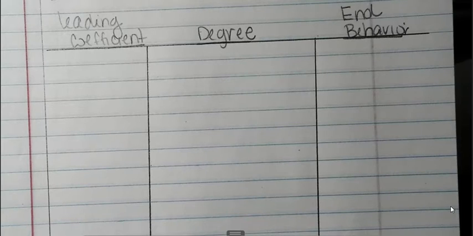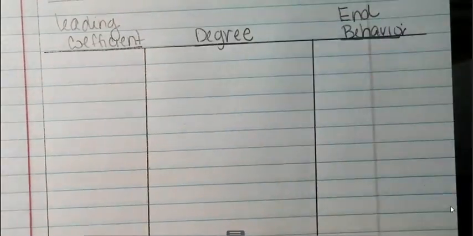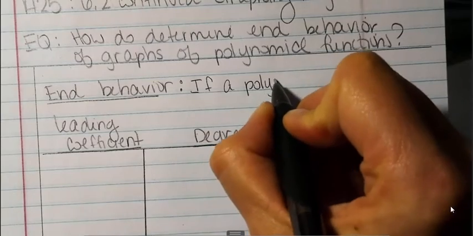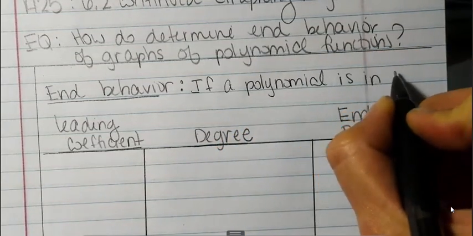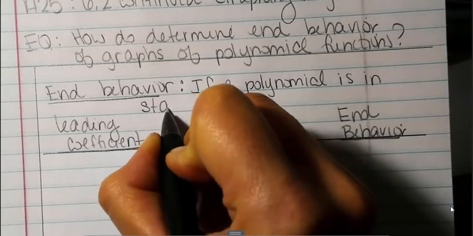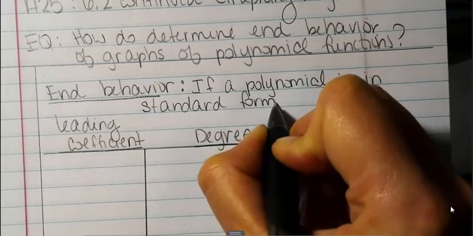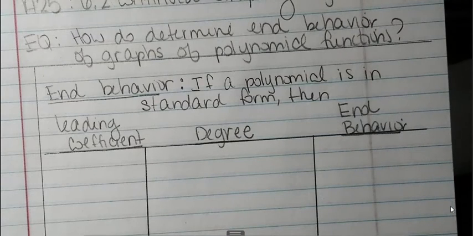All right, so leading coefficient. So you have a polynomial in standard form. So the polynomial has to be in standard form, okay? So maybe we should write something like, if a polynomial is in standard form, then we can say the following, okay?